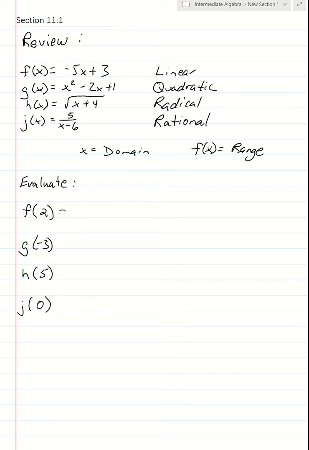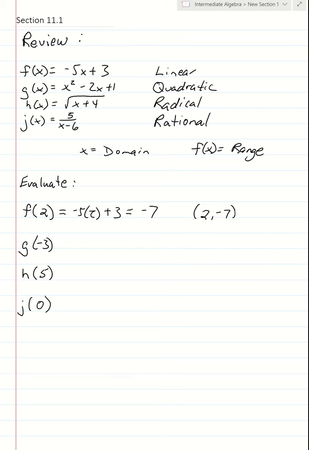And recall, when we evaluate a function, you have to take your input values, what's inside the parentheses, and substitute it for your variable x. So for the first one, f of 2, that of course means we would need to take negative 5 times the 2 and add 3. And when we simplify that, you would get a negative 7. And remember, we can write it as the ordered pair (2, negative 7).